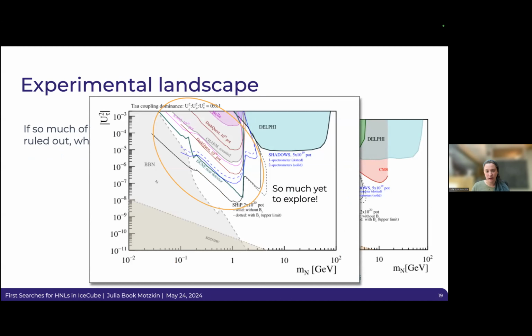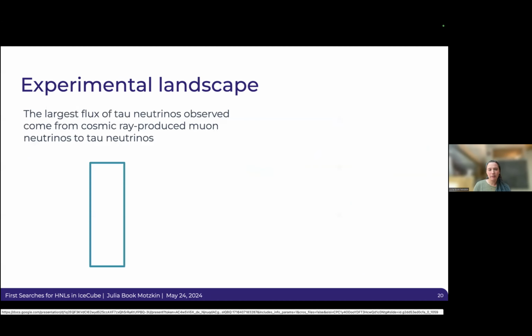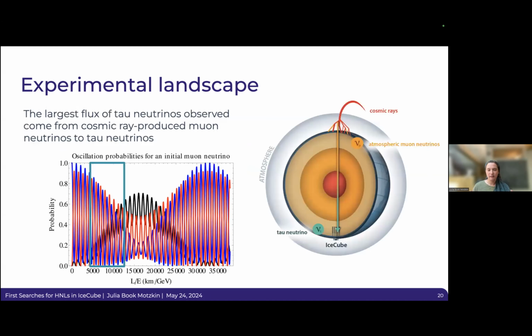In these plots, the shaded regions correspond to existing limits, and those lines to anticipated experiments. So your constraints actually really only start up here. And part of the reason that this tau phase space is so much less constrained is because taus are the heaviest of the 3 charged leptons, which makes them very difficult to produce. But the phenomenon of oscillation can help us.